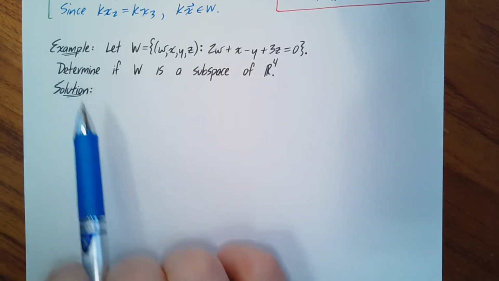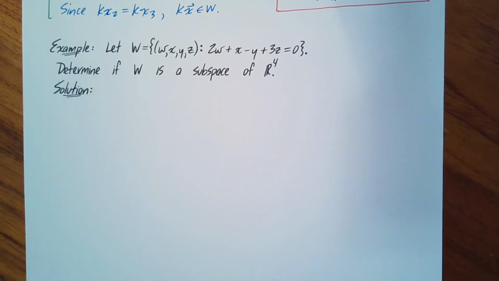But this one doesn't say show it's a subspace. It says determine if it is a subspace of R4 or not. So it's a little bit open-ended. Maybe it is, maybe it's not. Well, what are we supposed to do? Are we supposed to show that it's not, or are we supposed to prove that it is? If it doesn't tell you in advance whether it's a subspace, how are you supposed to know what to do?